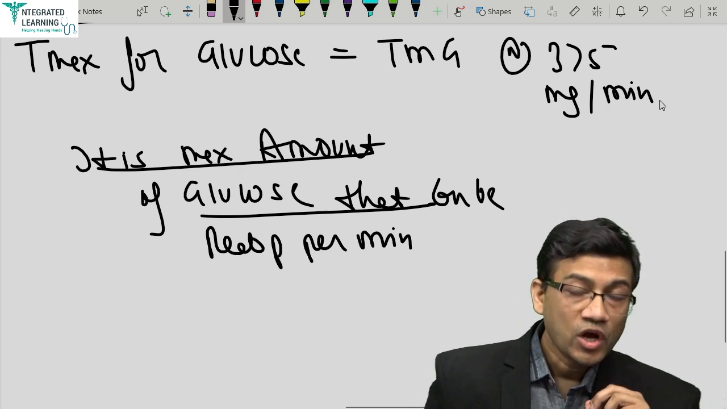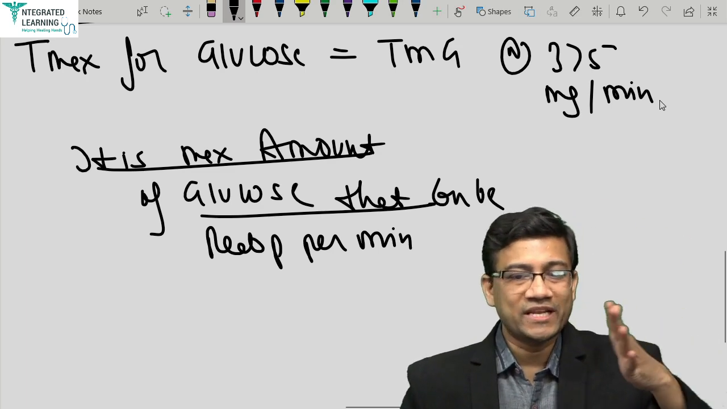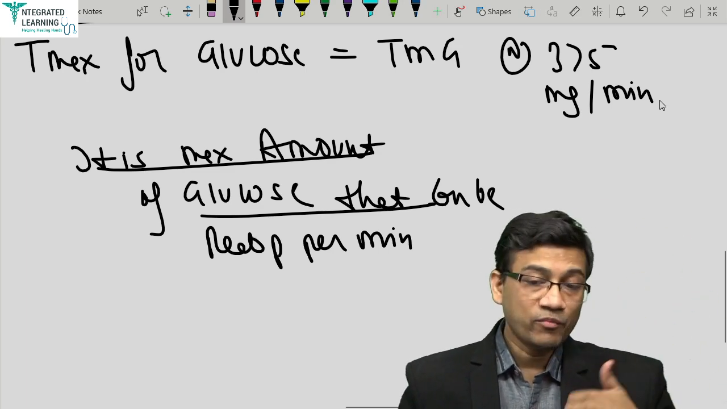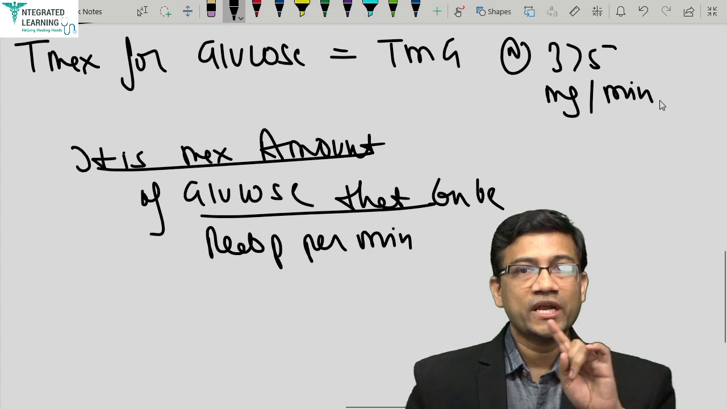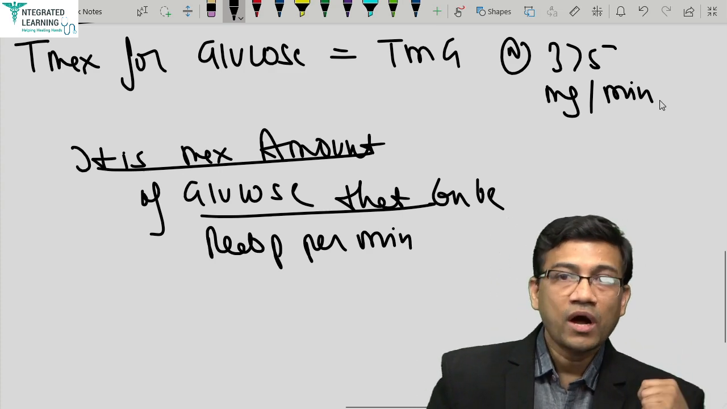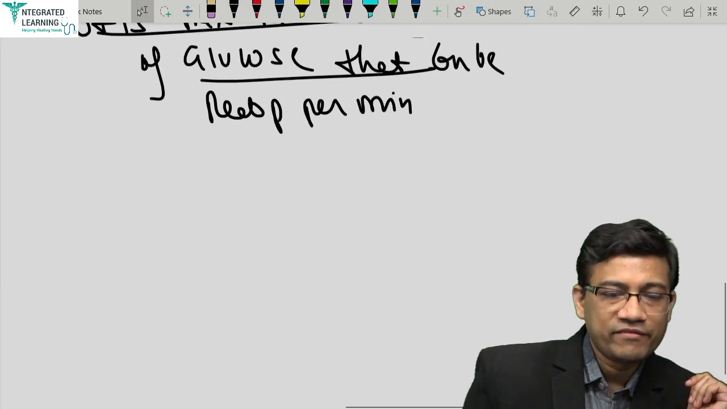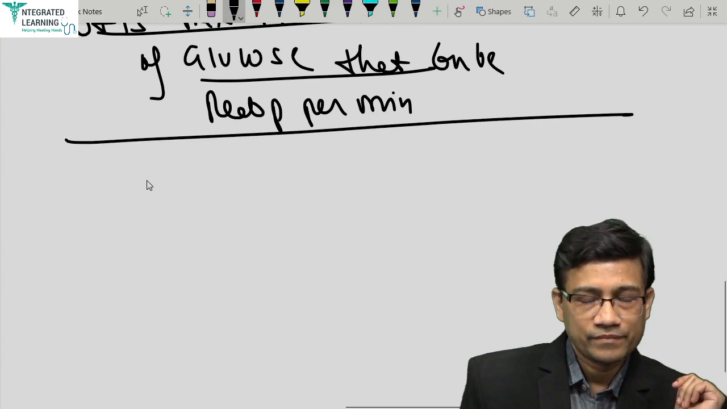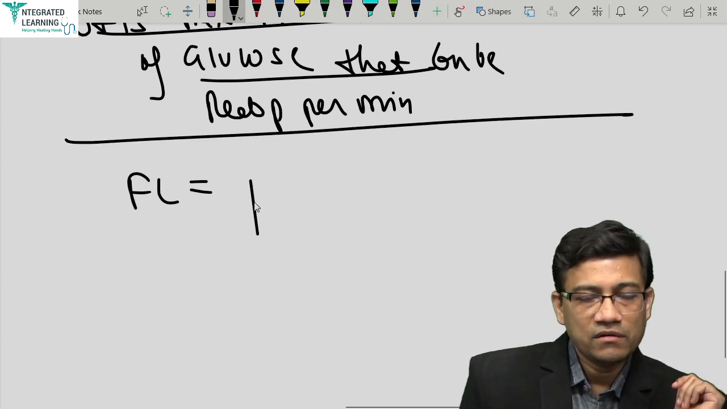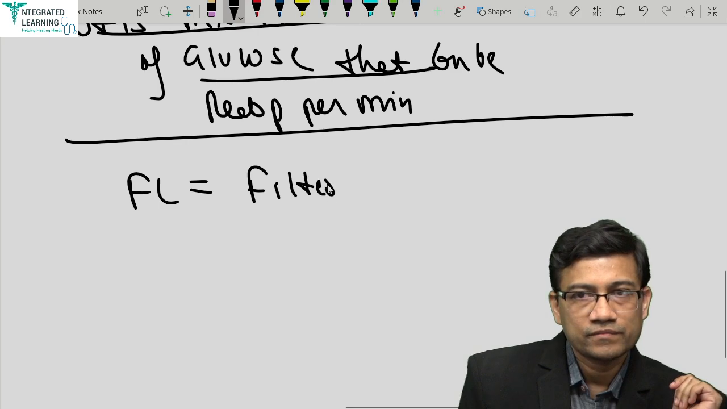So if the amount filtered from plasma is less than this, you will absorb it all. If more than this, you will lose it, causing glycosuria. So you need to know the amount getting filtered, called FL. What is FL? Filtered load.